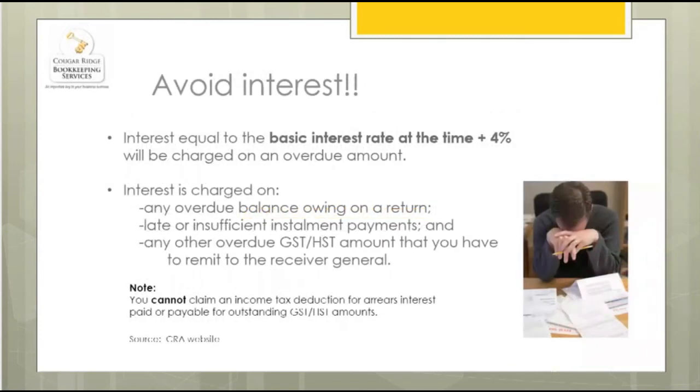So the thing you want to do at all costs when you're filing GST is to avoid interest. So we've already talked about the penalties that can be added to you if you're late filing. That is simply the late filing penalty, as well as interest now that they will add. Okay, and interest is equal to the basic interest rate at the current time plus 4%. So that's going to be charged on any overdue amounts. It's charged on the overdue balance, it's charged on late or insufficient installment payments, and any other overdue GST amount that you have to remit.